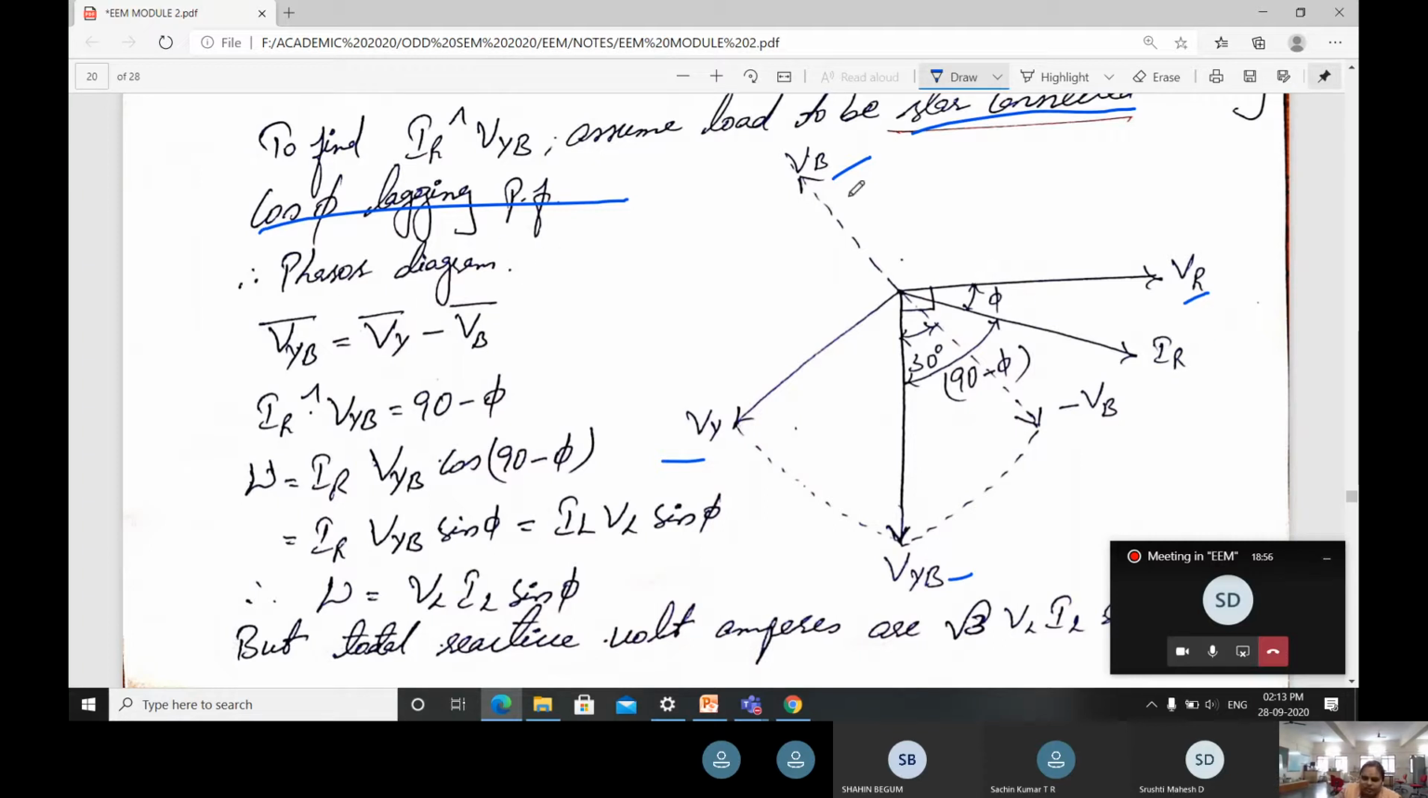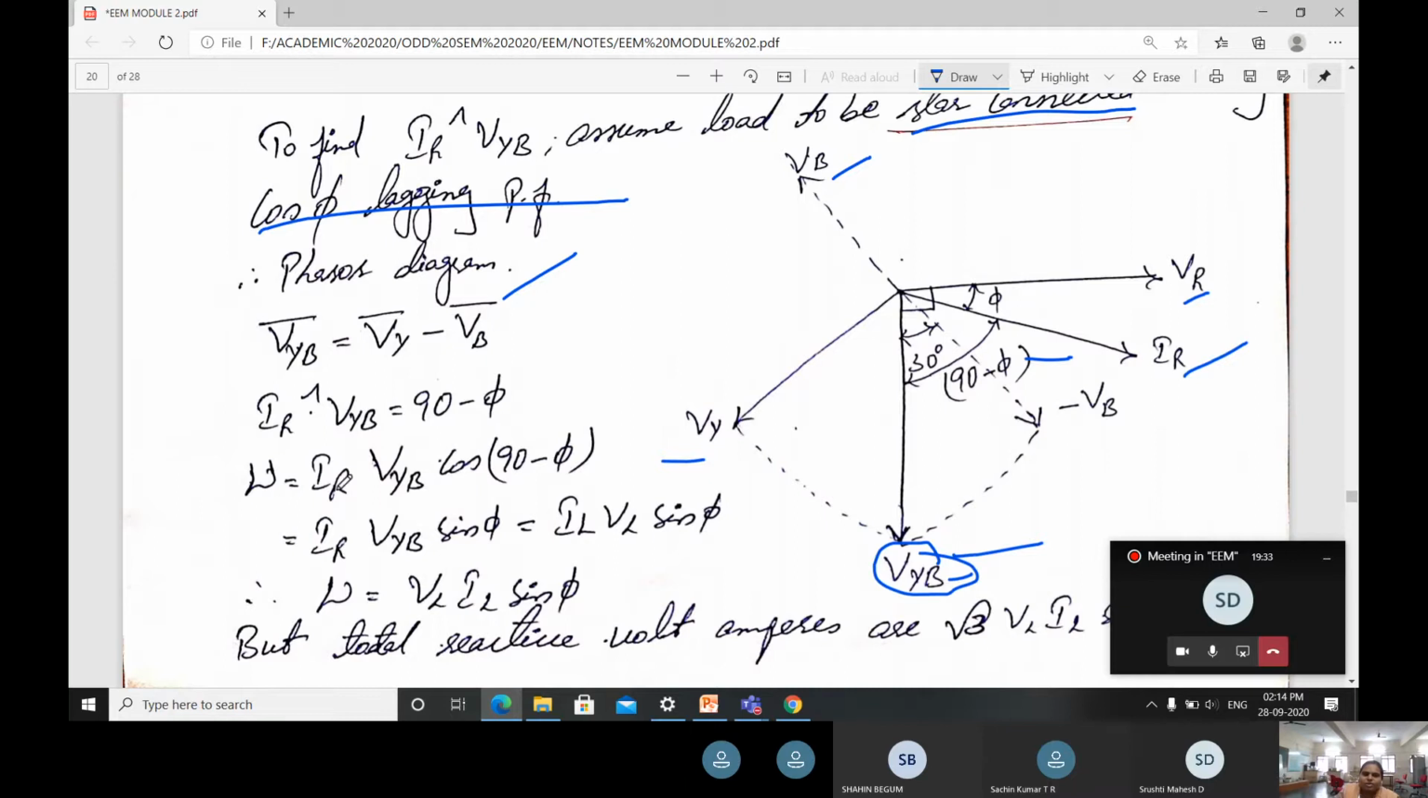From the phasor diagram, what is our VYB? It is the resultant of VY and VB that you get as VYB. That is what is written here, VY minus VB, the vector sum. Then the angle between IR and VYB, what is the angle? Observe here, it is 90 degrees minus phi.